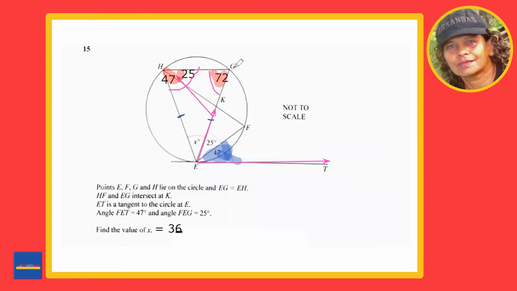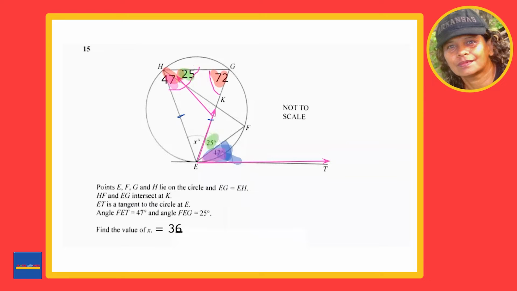Now let's look at what we know in terms of the alternate segment theorem. We know from the alternate segment theorem that the angle between the tangent and the chord is equal to the angle subtended by the chord. So we know that this is 47. Then we also know that angles on the same arc are equal. So this angle has to be equal to this angle.